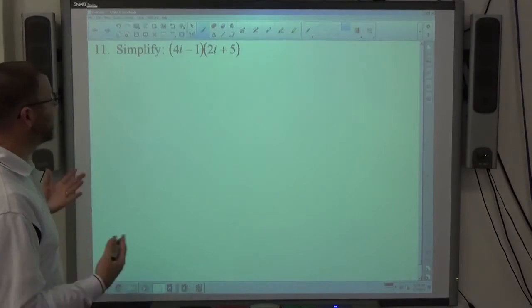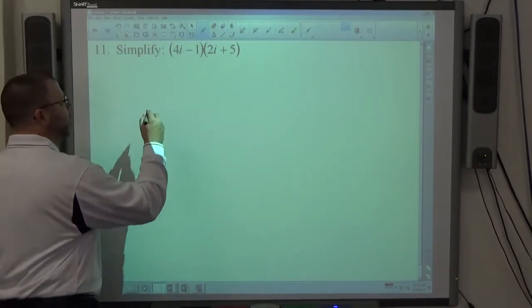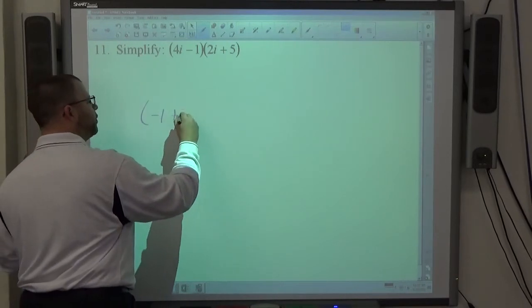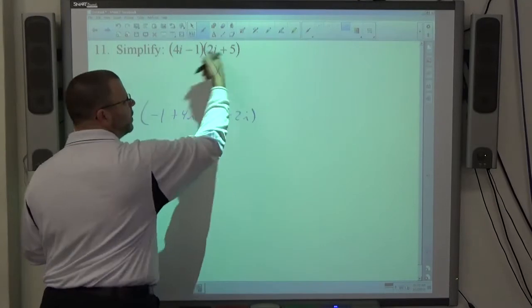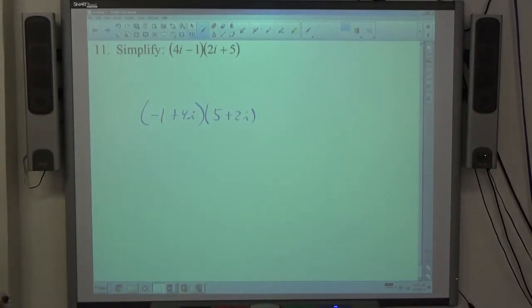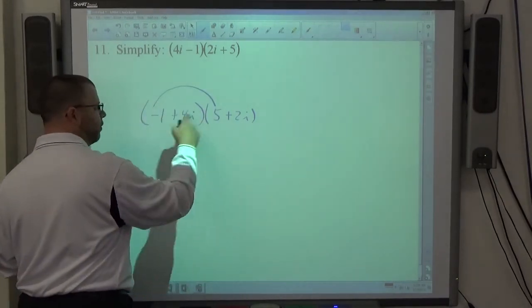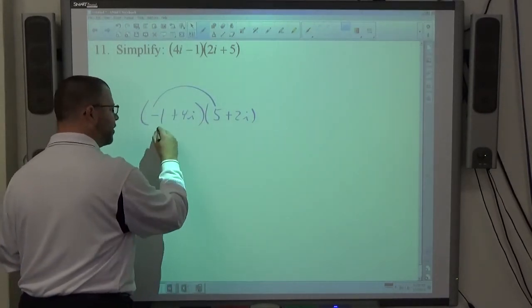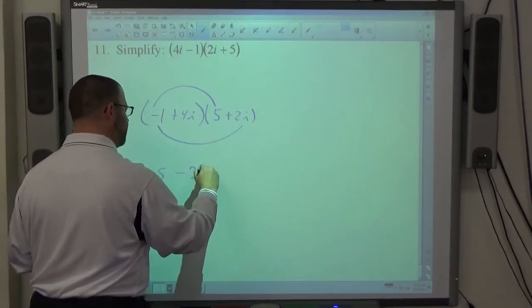Number 11, same type of problem. Notice these aren't written in A plus BI order, so I would probably write it on my paper, negative 1 plus 4I and 5 plus 2I. It works in that order too, it's just I really like real then imaginary order when I'm dealing with complex numbers. So, first times first, negative 1 times 5 is negative 5. Outside times outside, negative times positive makes negative 1 times 2I is 2I.